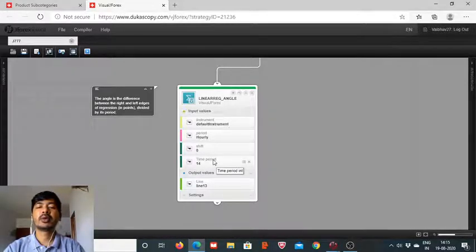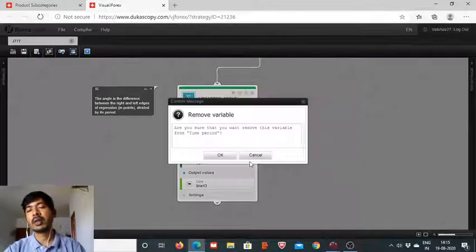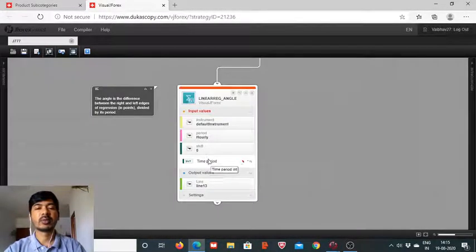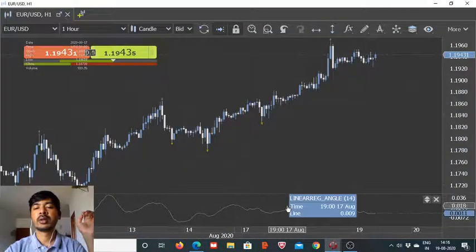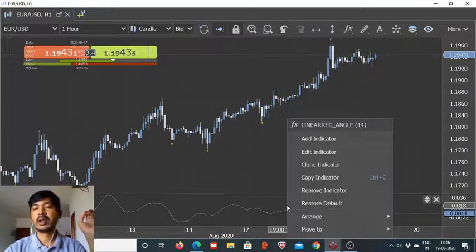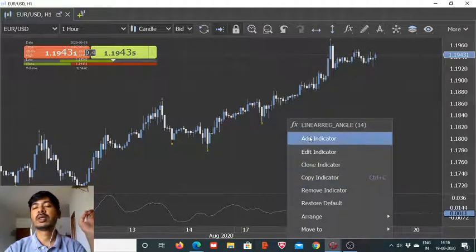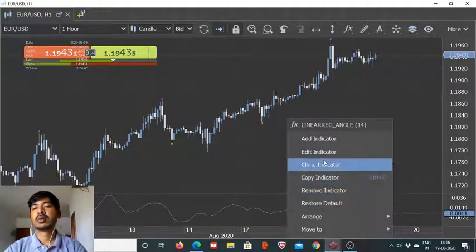for further utilization by the system. Time period, you can choose this time period, and it can be different. Now the default value is 14, but you can always make changes. Suppose you want to use 50, you can do that. If you want to use 30, you can do that. Let us see how it shapes our linear regression output value when we change the time period.